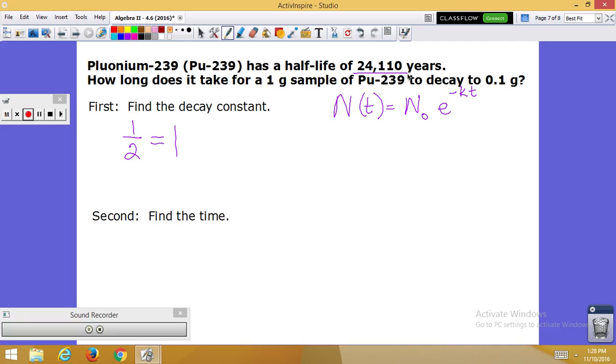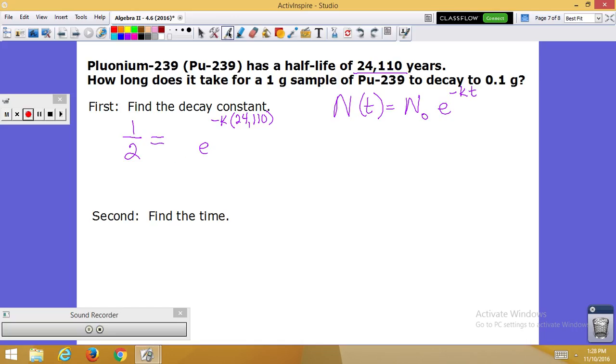So if we start with 1, we end with 1/2. So 1 times e^(-k), and the time it takes for it to get half as much is 24,110 years. I could divide by this 1, but it doesn't do anything for me, so I'm just going to erase that 1 and eliminate it. Now I need to solve.